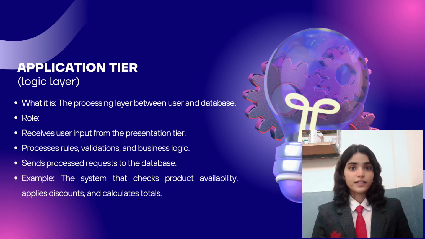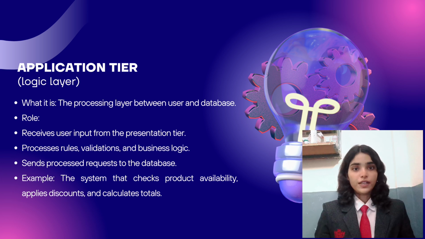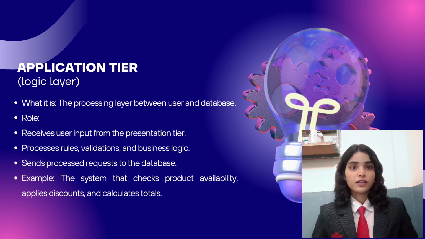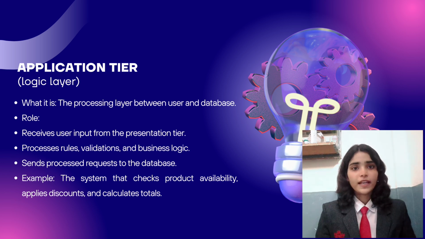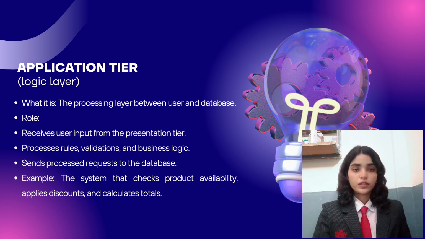The second layer is the application tier, also called the logic or business layer. This is where the actual processing takes place. It takes the input coming from the presentation tier, applies rules, validations, and business logic, and then communicates with the database to get the required information. For example, in an online shopping app, this layer checks if the product is available, applies discounts, and calculates the total amount before confirming your order. So basically it acts as a middleman between the user and the database.